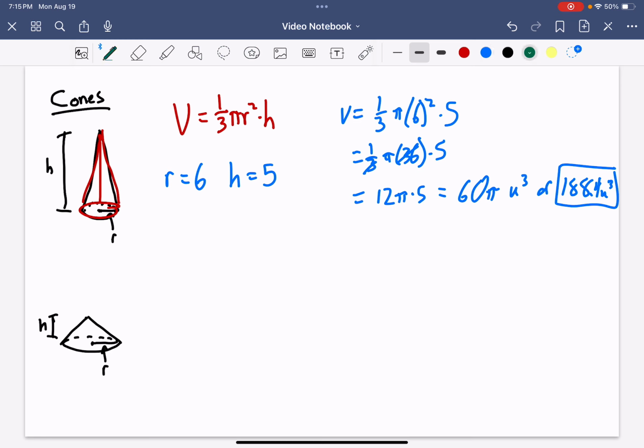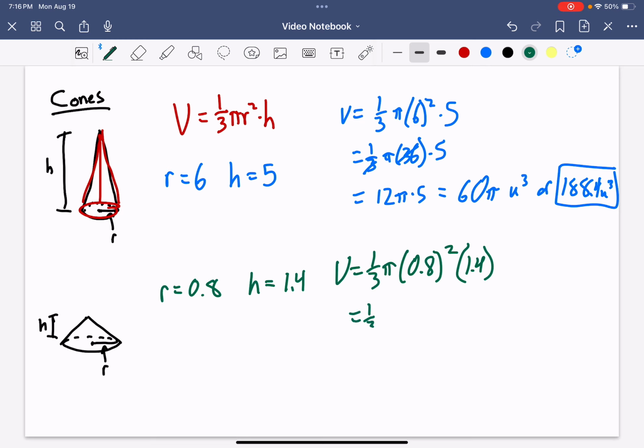To do another example, let's now use some decimals, make things maybe a little more adventurous. Let's say that our radius is equal to 0.8 and our height is equal to 1.4. Again, nothing really changes. We plug those values into our formula. So we'll have 1/3 pi. Make sure you're putting the numbers in the right spot. 0.8 is the one that's the radius, so that's squared. And my height is 1.4. So squaring 0.8 ends up giving me 0.64. So I have 1/3 pi, and then 0.64 times 1.4.